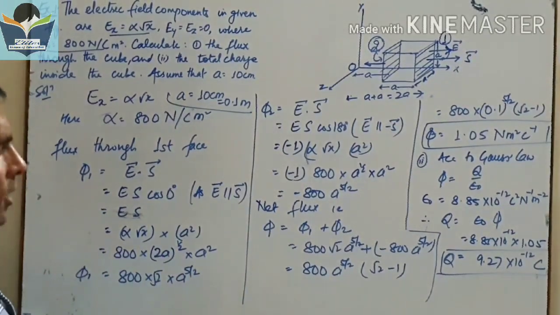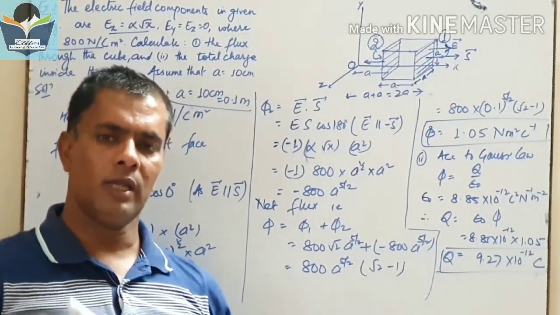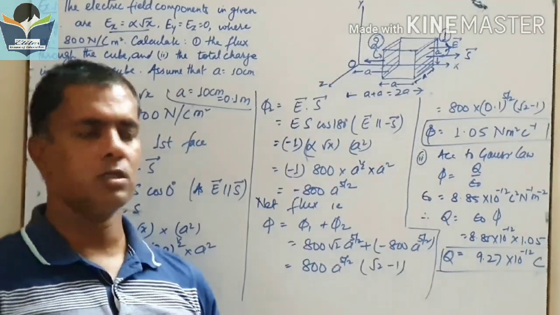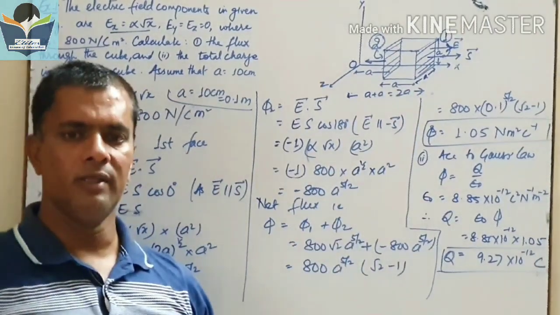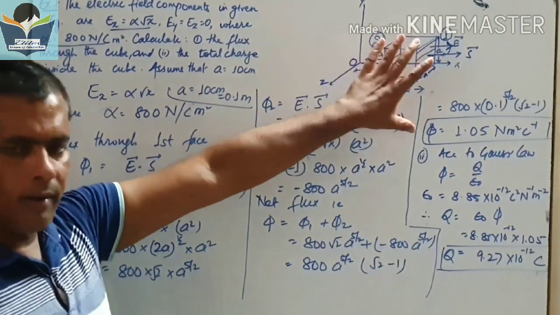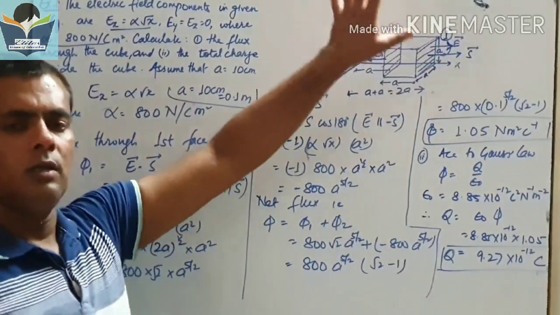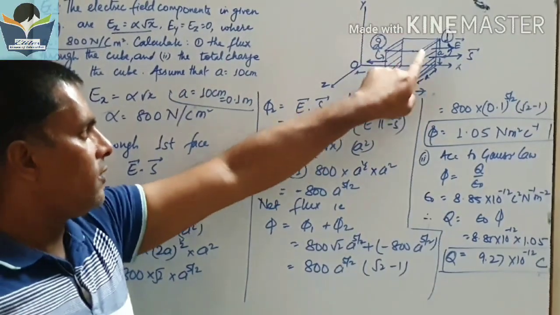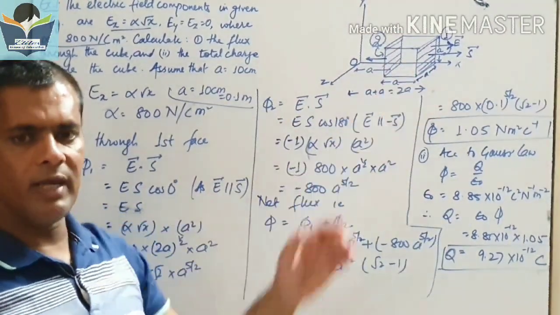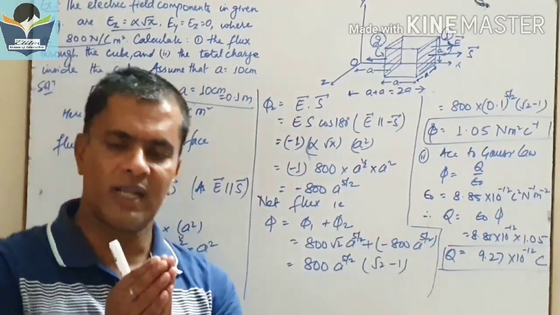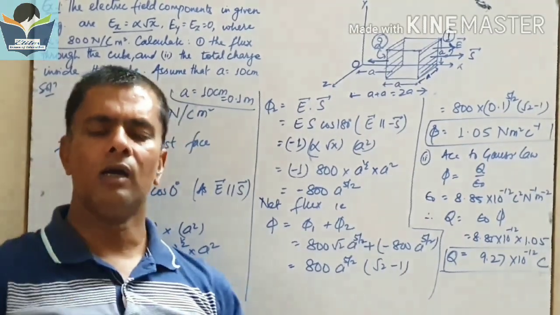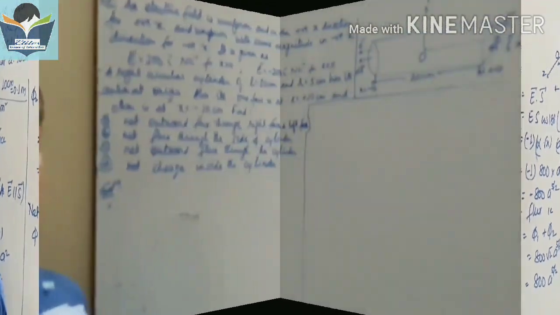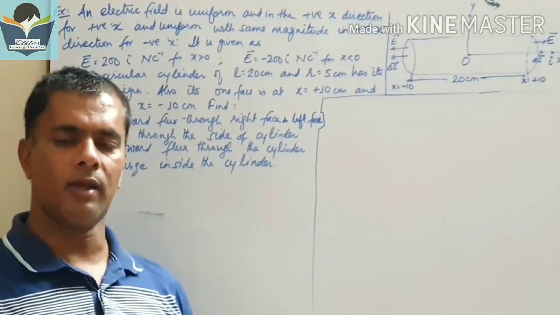So this is a numerical which has an important role in your board examinations as well, because sometimes such kinds of questions can be there for different shapes. This can be a cylinder, this can be a cube, any shape it can acquire, but the basic thing is that you have to keep in mind which face is effectively playing a role in the flux coming out of the surface. Now students, we just discussed a numerical.